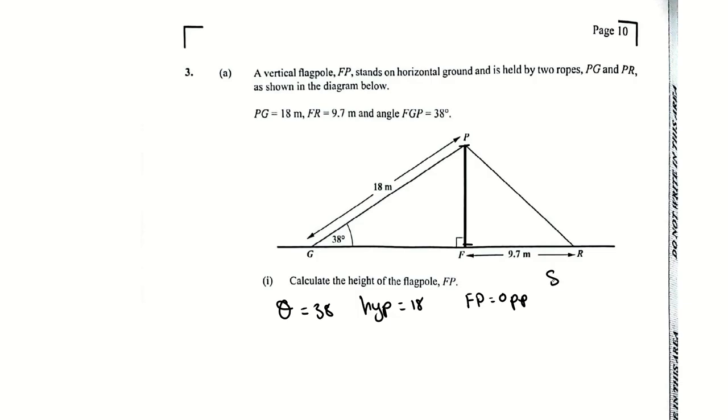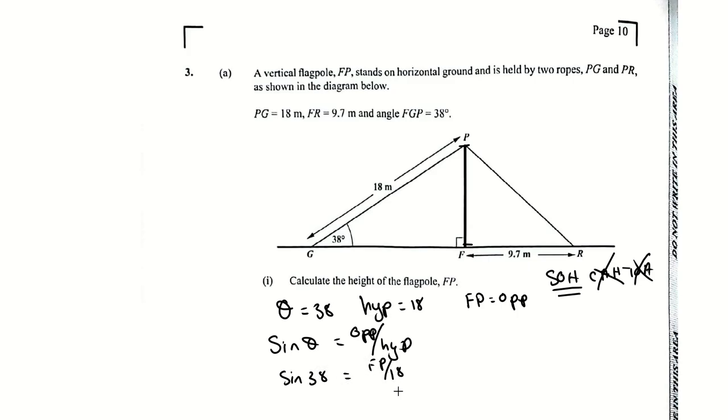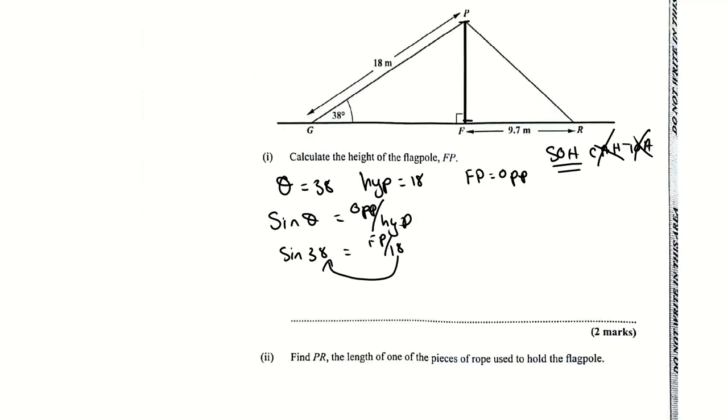So immediately I will write TOA. And which one would I use? Would I use sine, cosine, or tan? Which one has opposite and hypotenuse? Sine, right? So not this and not this. I would have sine theta is opposite over hypotenuse, which is sine 38 is equal to FP over 18. Again, when you're doing this, you need to make sure that your calculator is in DEG. If it is not, you will get a wrong answer. So make sure your calculator is in DEG.